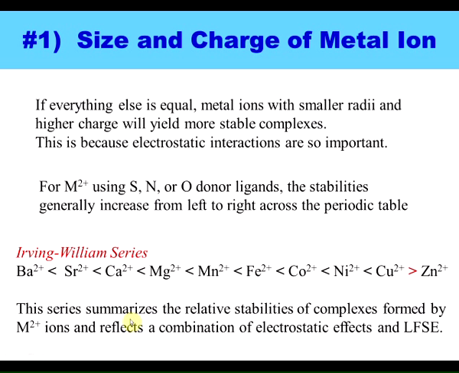But with the Irving-Williams series, you have to be careful because there is a switch, there's a reversal when it comes to zinc. Yes, it increases as you go across, but at zinc you don't see this, it bucks the trend. And we can explain this based on ligand field stabilization energies. And that'll be our second item that we'll discuss that affects the stability of transition metal complexes. So we'll come back to that.